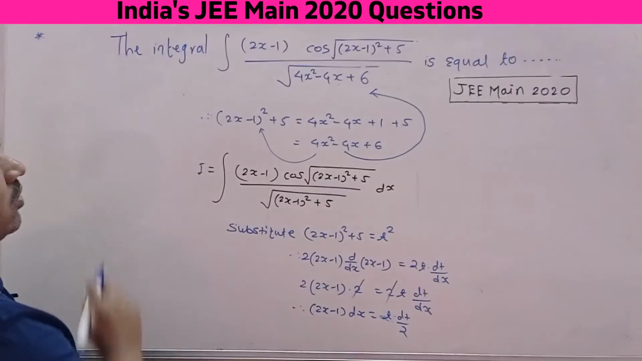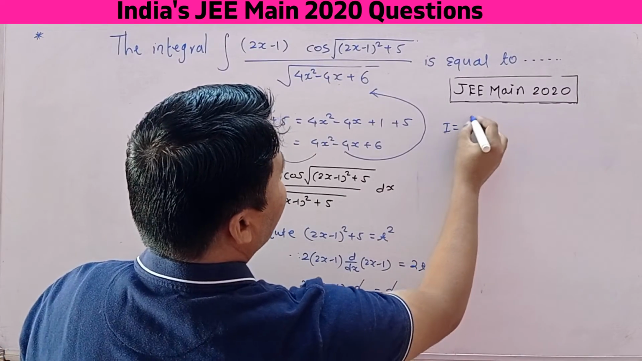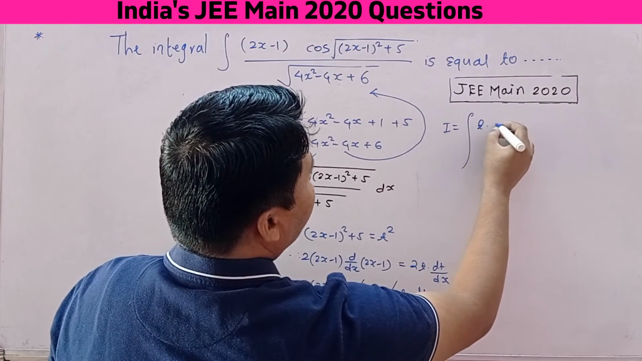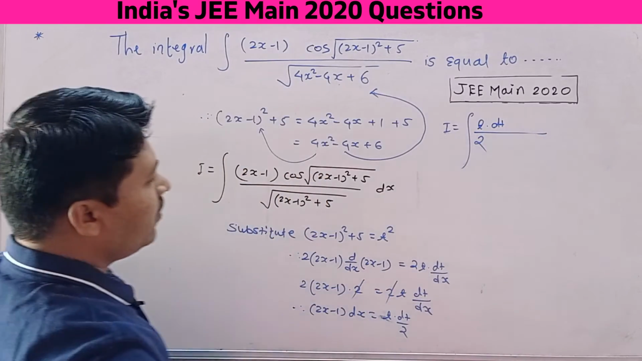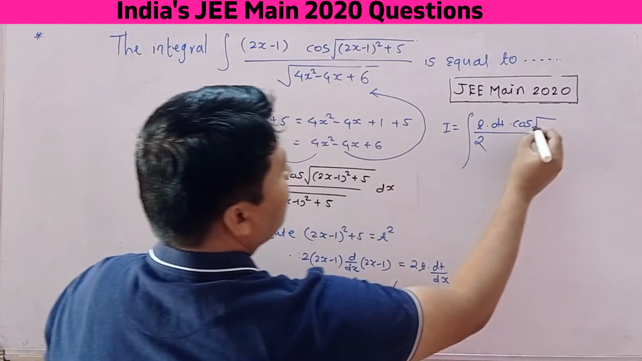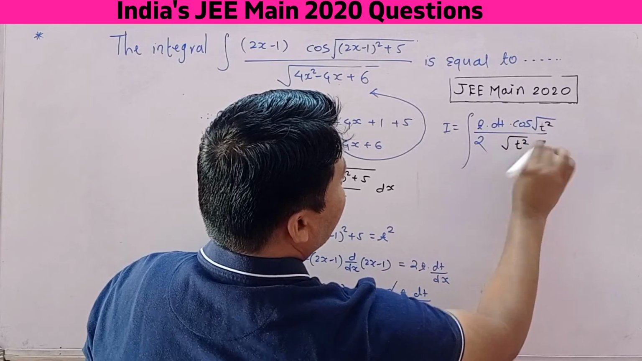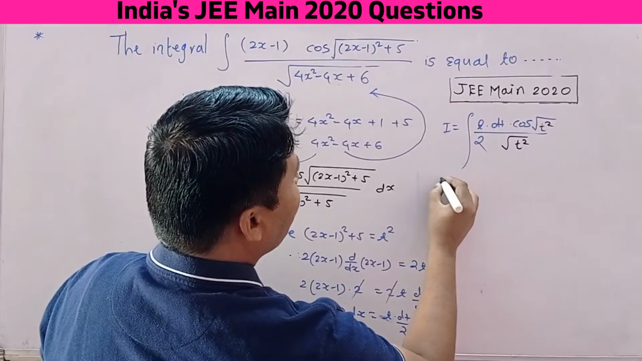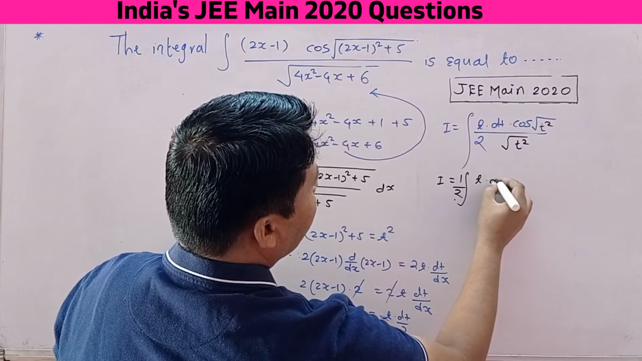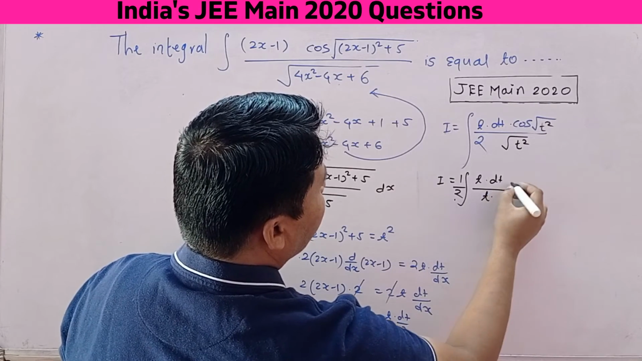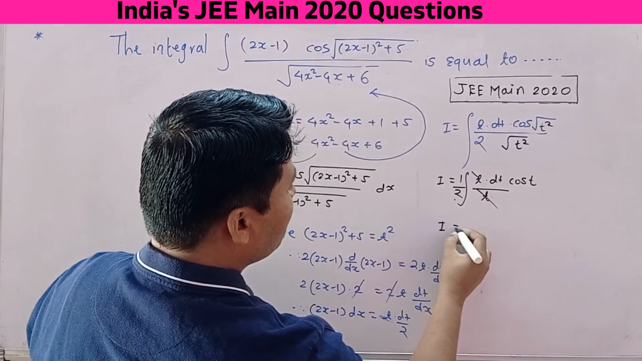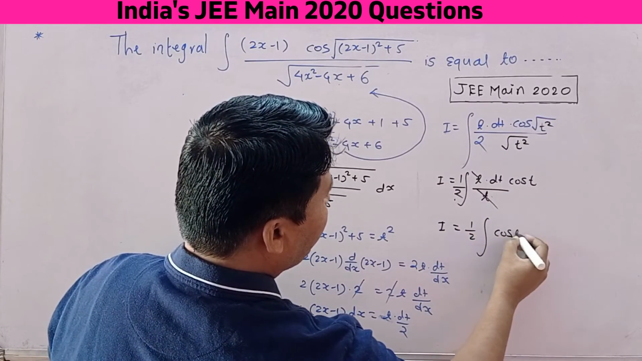Therefore this equation becomes I equal to integration of (2x minus 1) dx, which is t dt by 2, times cos of the square root of t squared, divided by the square root of t squared. Now, for simplification, 1 by 2 is a constant term, and this is t dt, and this term we can write as t, so t cancels and we get I equal to 1 by 2 integration of cos t dt.